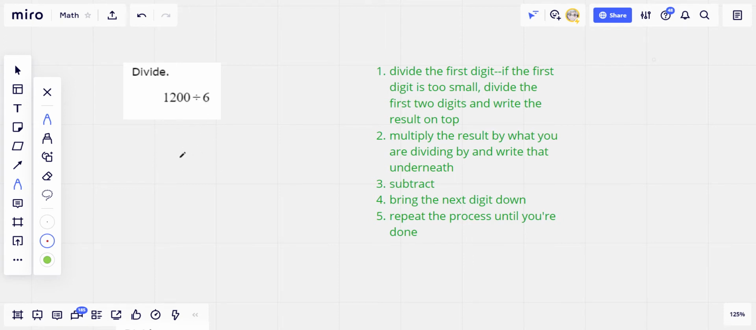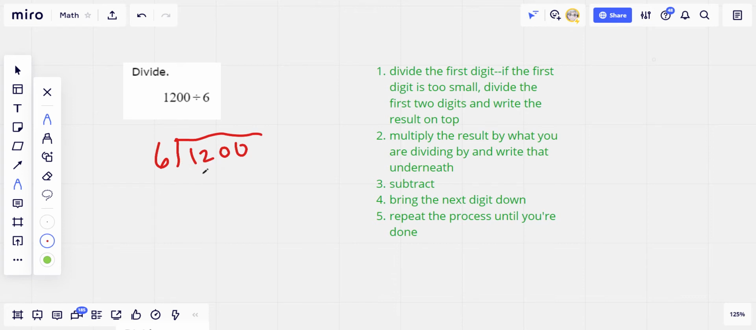So 1200 divided by 6. Traditionally, we'd set it up like this. Put the 6 on the outside, draw that little bracket thing, and put the 1200 on the inside. And then you'd start by looking at this first digit and asking, can I divide that by 6? How many 6s would go into 1? Well, since 6 is bigger than 1, that doesn't really work. So we go to the next digit over and we look at both of them together, which is 12.